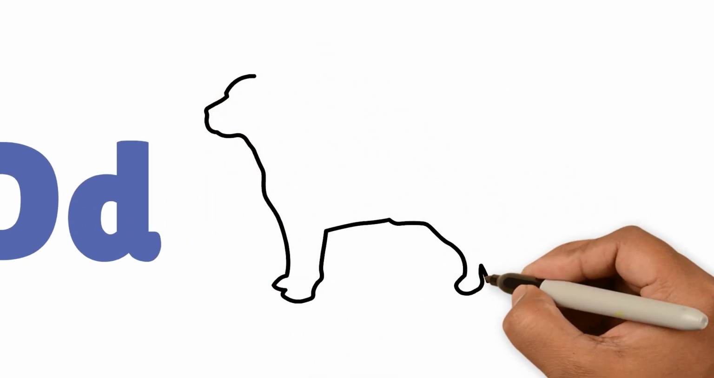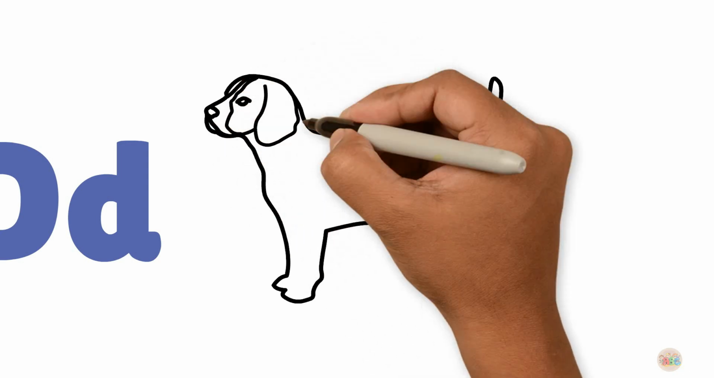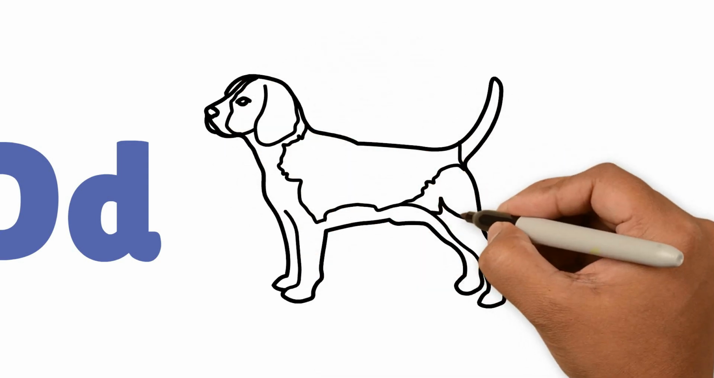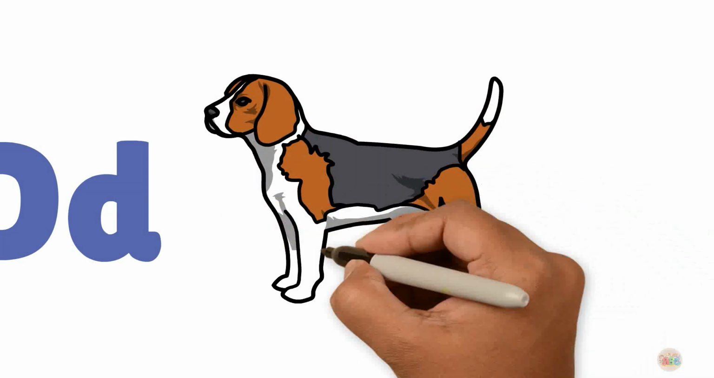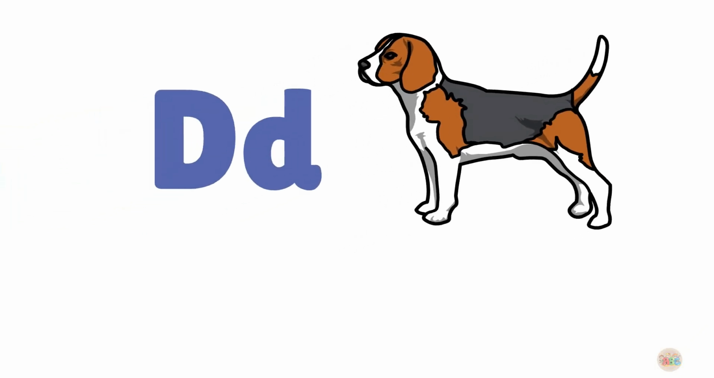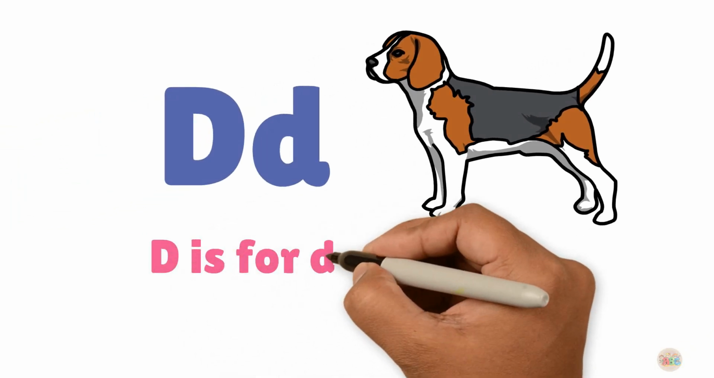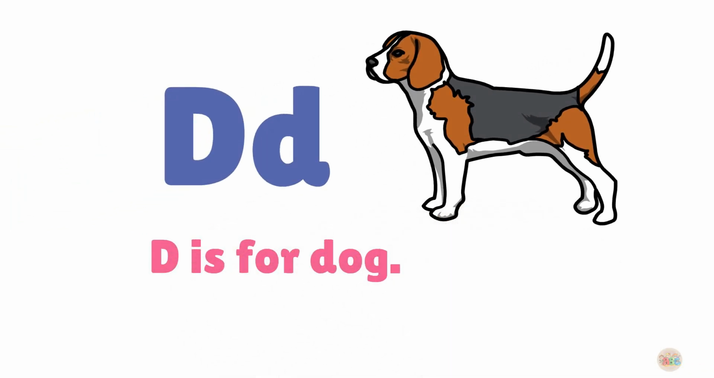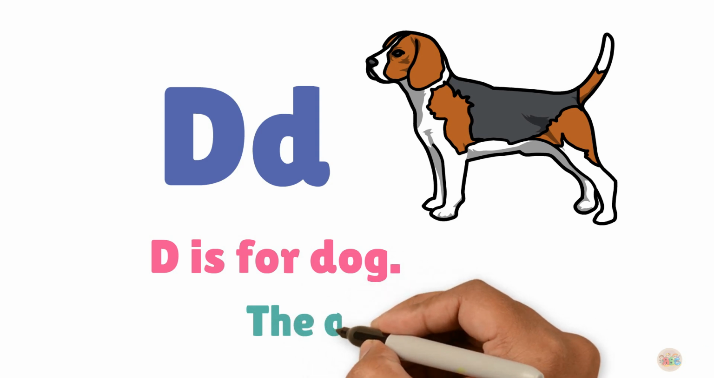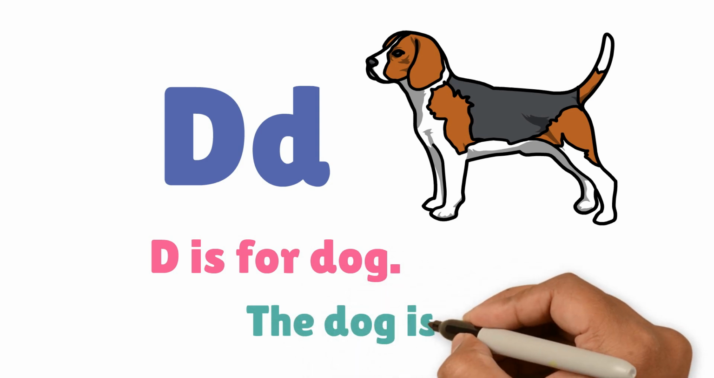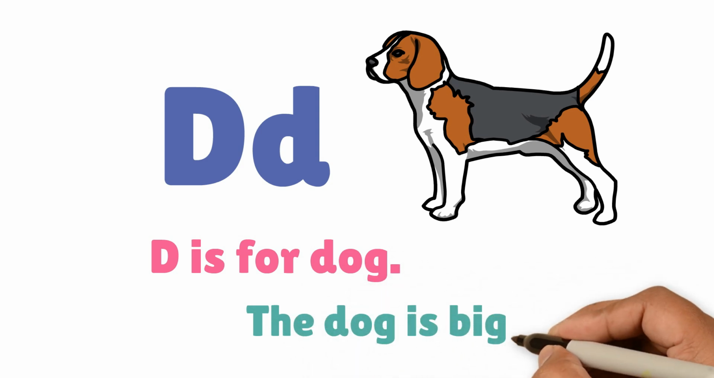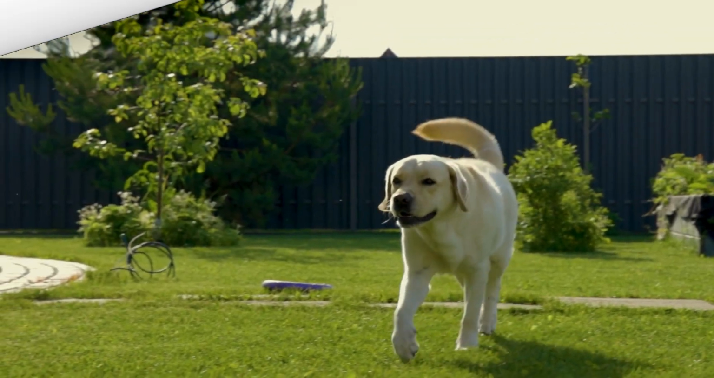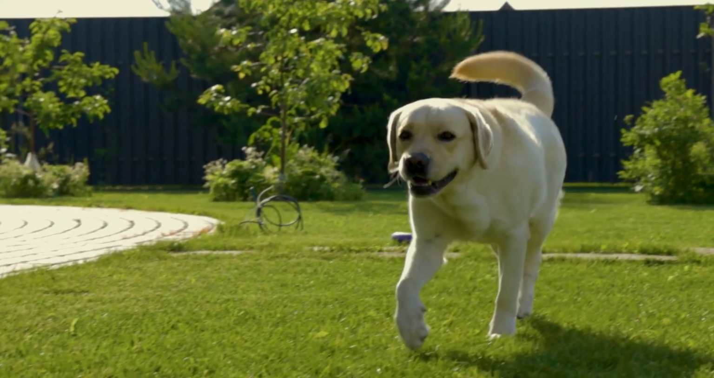Say with me. D. D is for dog. Again say with me. D is for dog. The dog is big. Now it's your turn.